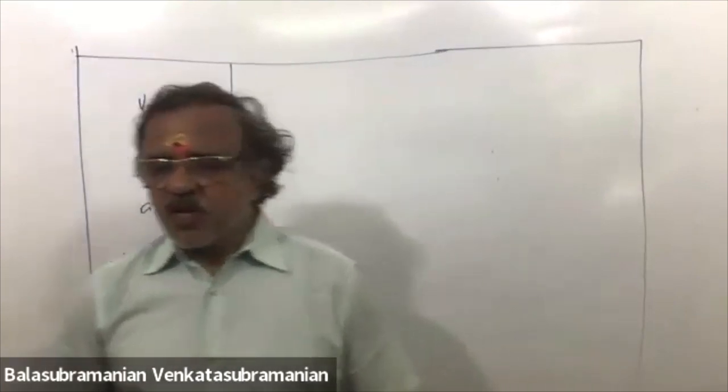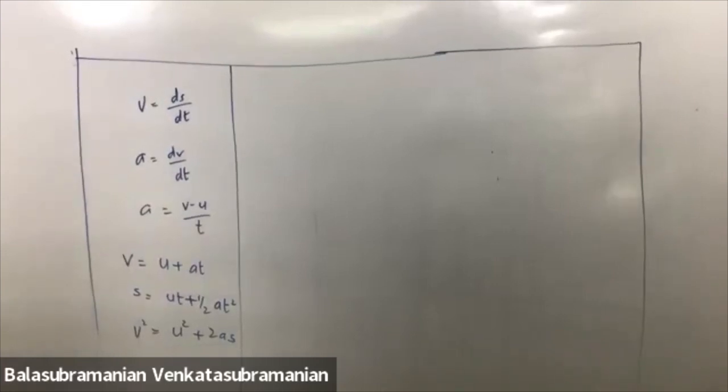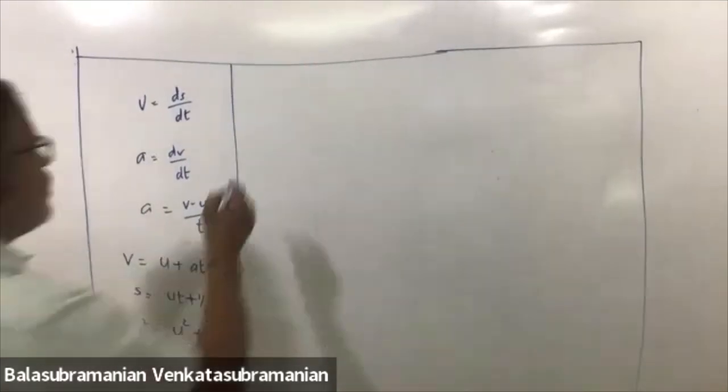Okay. We'll go to the problems. On a 60-kilometer track, a train travels the first 30 kilometers with a uniform speed of 30 kilometers per hour. How fast must the train travel the next 30 kilometers so as to average 40 kilometers per hour for the entire trip? First problem.